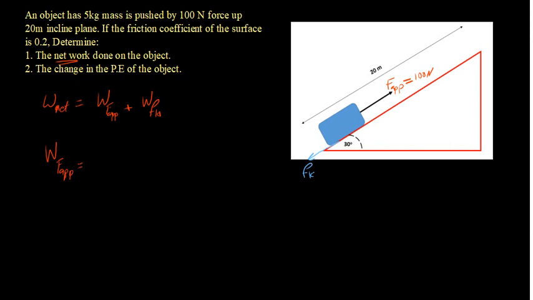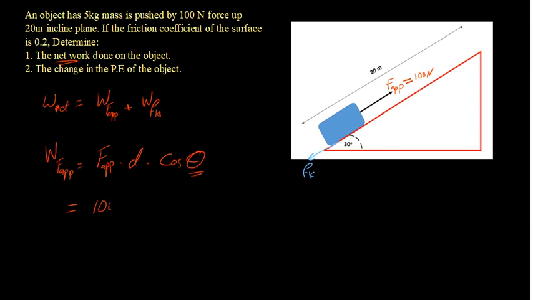It will be the applied force times the distance times the cosine theta. Now, this theta is not the 30 degrees, the incline surface theta. No, this theta represents the angle between the applied force direction and the distance direction, or the displacement direction. In this case, the object is moving upward and the distance also is upward. So theta here is zero.